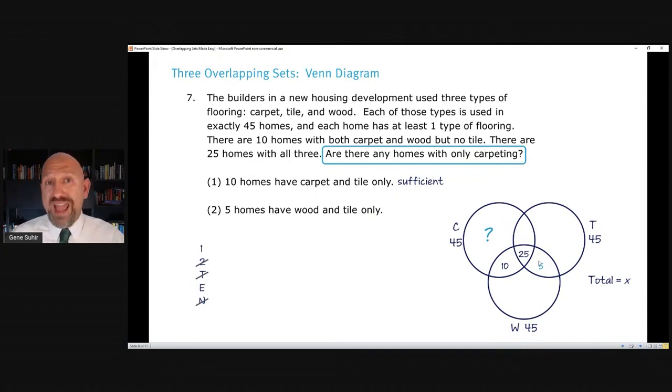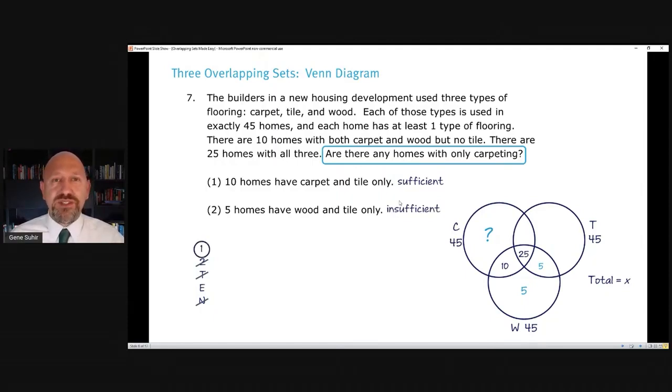Now, if you didn't already recognize at that point that this would be insufficient to give us the region we need in that carpet circle, I mean, if you did recognize it, beautiful. If you didn't, okay, you could do a little bit more and say, the wood circle has to add up to 45. 25, 10, and 5 gets us to 40, 5 in the remaining region, but that gives us nothing when it comes to the region that we actually need. So statement number two, then, insufficient.